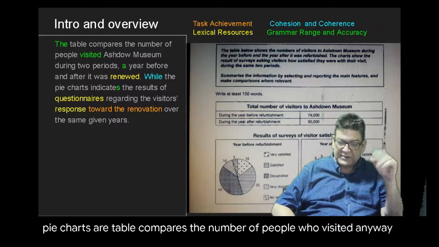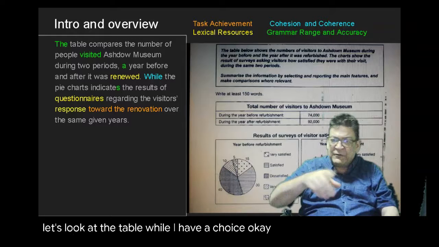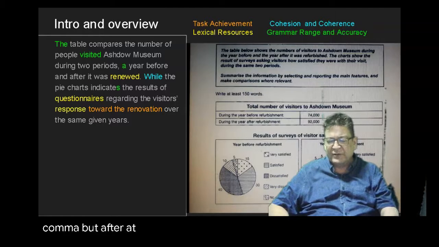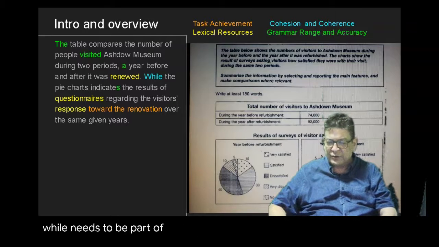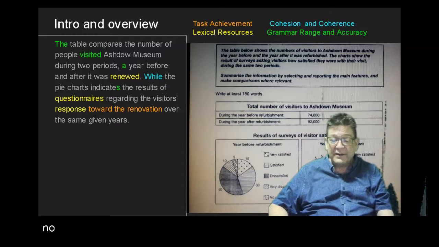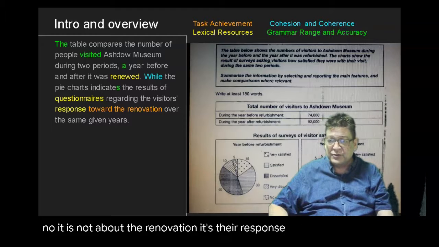Right, anyway, that's the table. While the pie charts. Okay, if you had just put a comma at renewed, then while would have been fine, because while needs to be part of 2 ideas. Regarding towards the renovation. No, it is not about the renovation. It's their response to the visit.